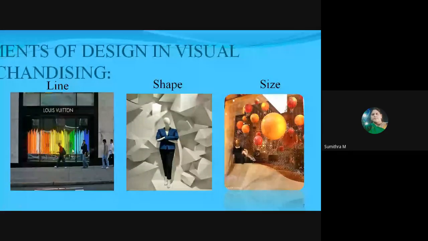And next one is about shape. Different shapes like triangle, octagon, square, everything is used to attract attention to the mannequin's product. Next is about size. Balloons are used here in different sizes and colors, and a mannequin garment is also placed at one area. It's one type of display to attract the customers.